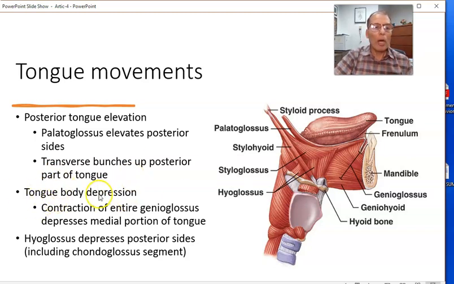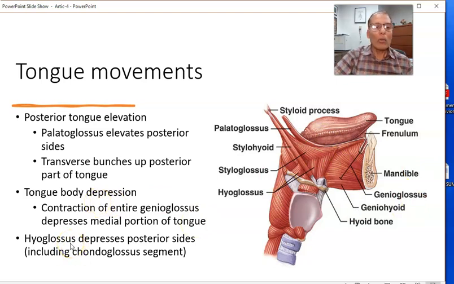The body of the tongue basically is the medial portion of it. Sometimes you call it the dorsum of the tongue. If you want to depress that medial part of the tongue, the dorsum, you are going to require the entire genioglossus again, and that is going to depress the medial part of the tongue. You can see the whole tongue is sitting on the genioglossus.